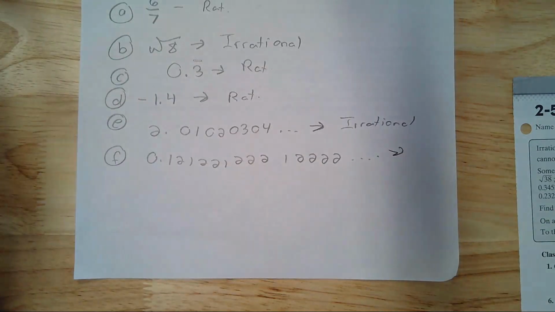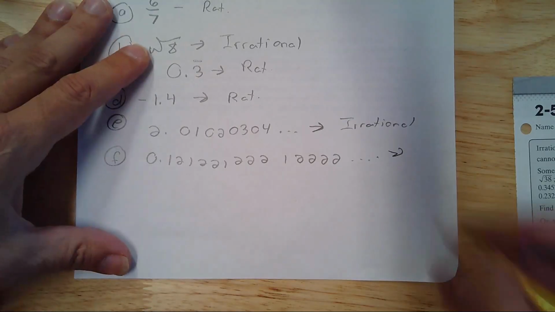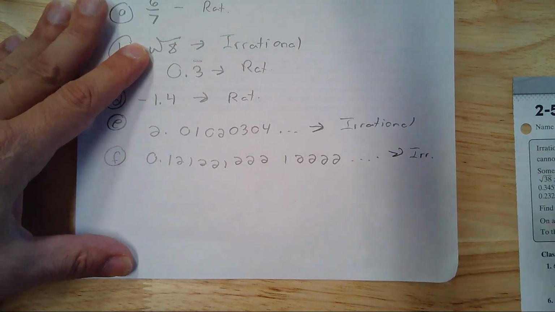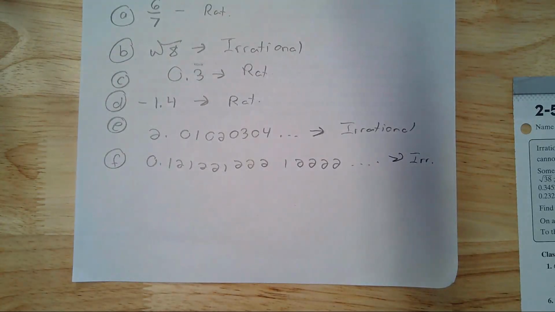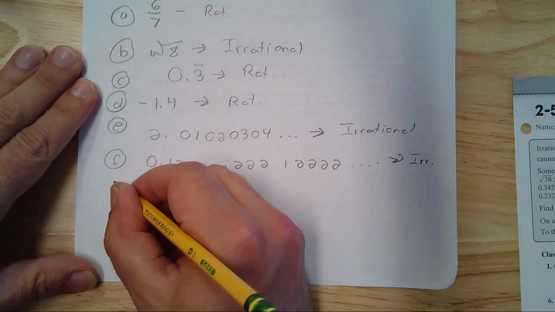Rational or irrational? Irrational, because the 2s keep getting more. This is also irrational. It's the same thing as e. There's a pattern kind of going on here, but it does not repeat. It just... Oh, can we go to notes now?